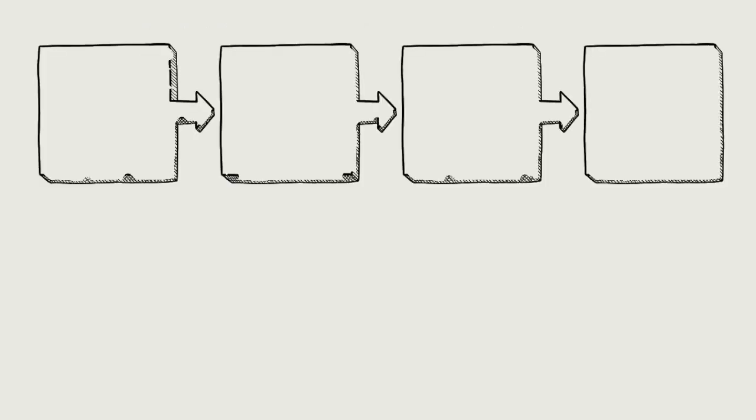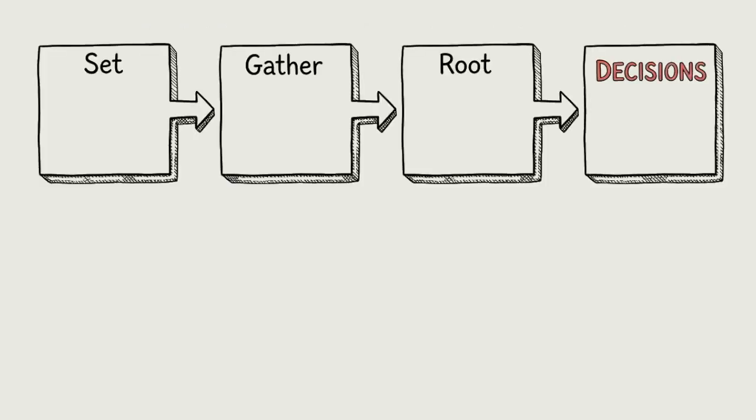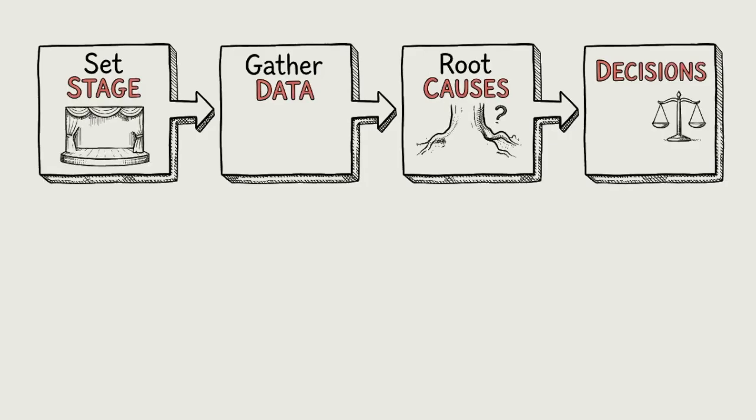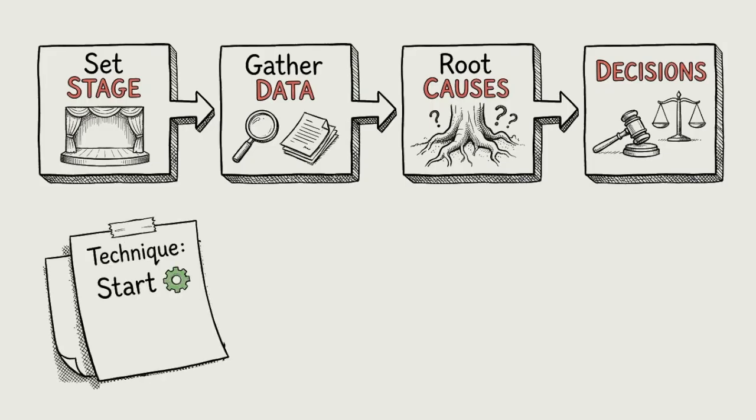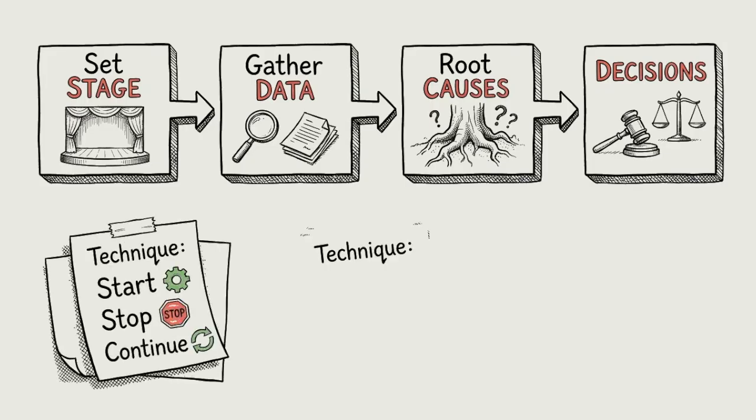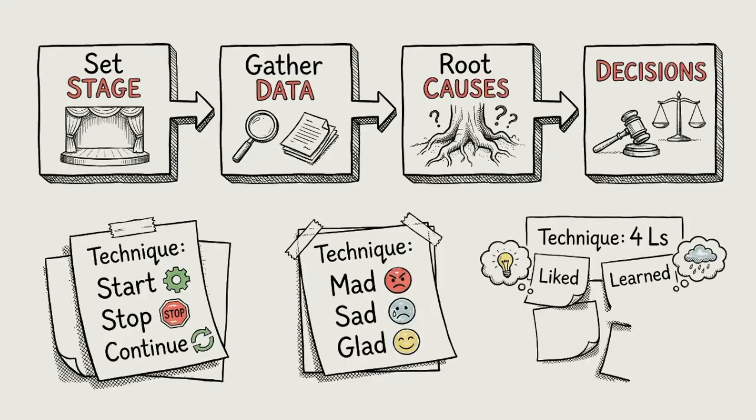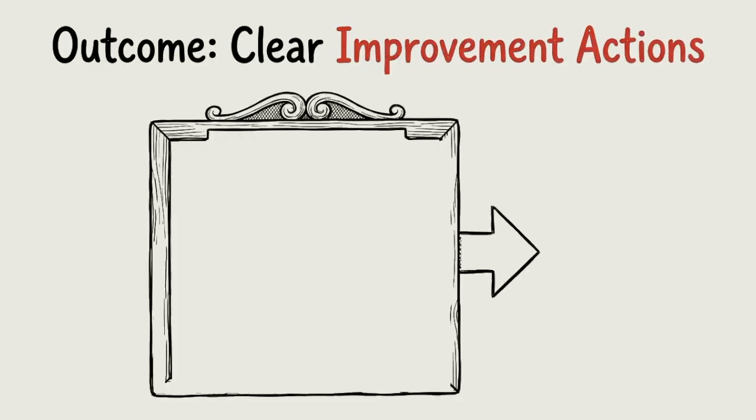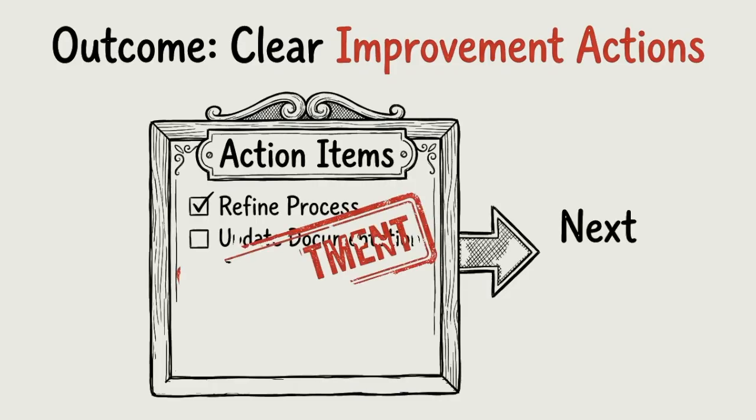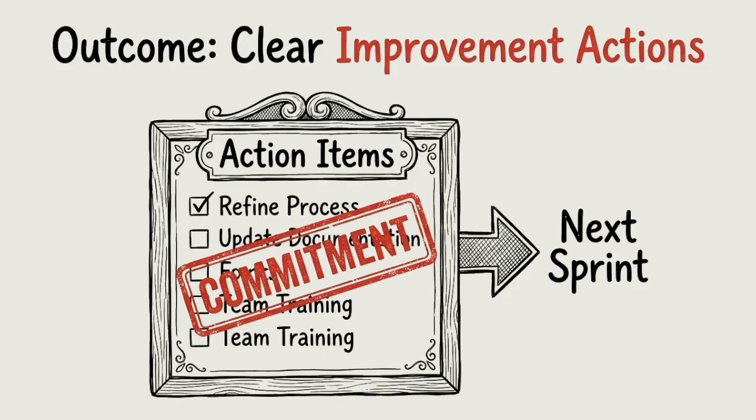In a typical retrospective, the team sets the stage, gathers data, identifies root causes of issues, and decides concrete improvement actions. Teams may use simple techniques like start, stop, continue, mad, sad, glad, or the 4Ls to guide discussion. The most important outcome is not the discussion itself, but the clear improvement actions. The meeting must end with a specific action item that the team commits to try in the next sprint.